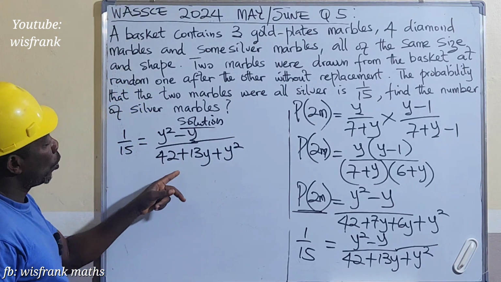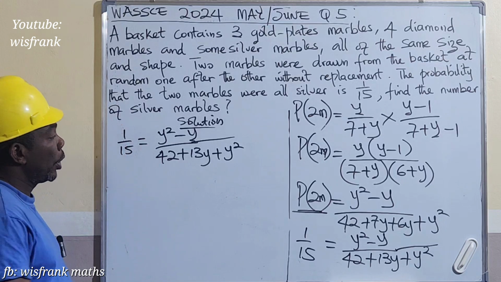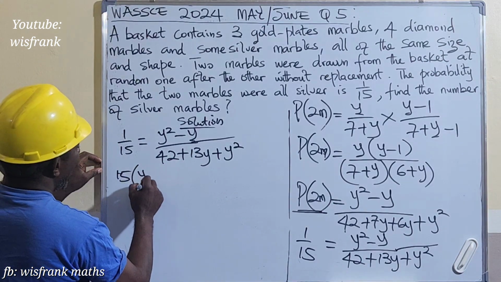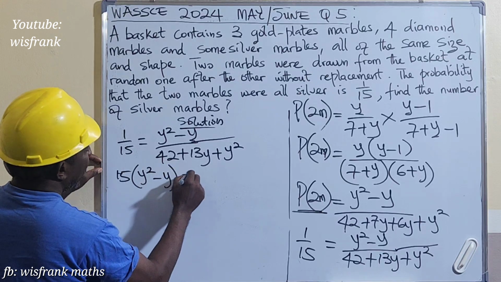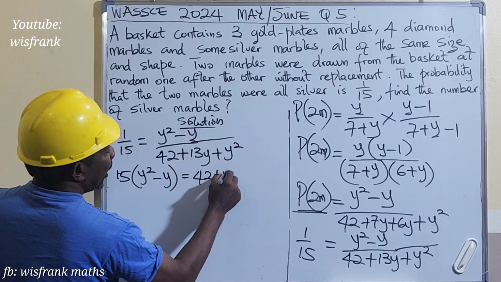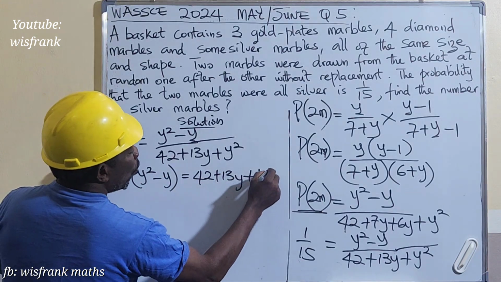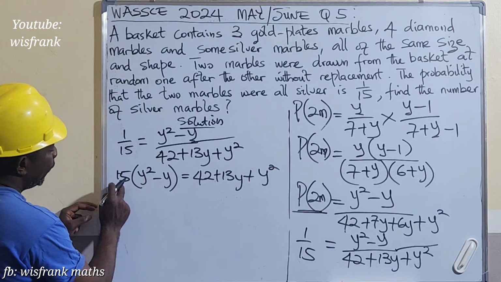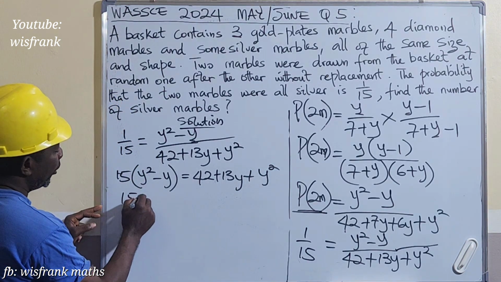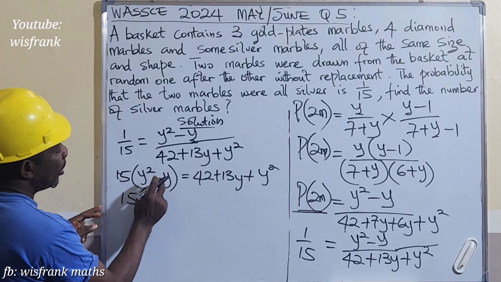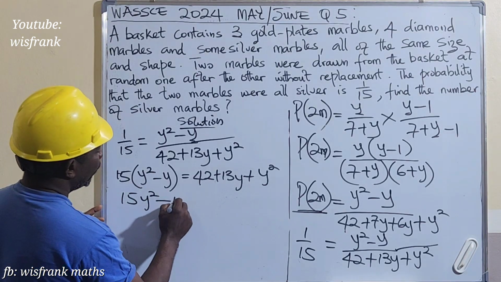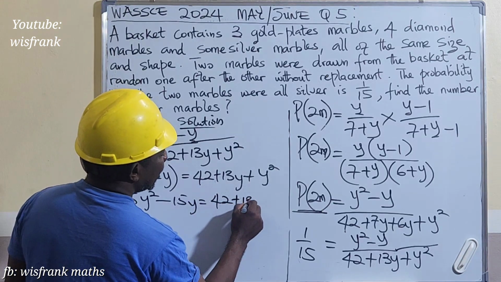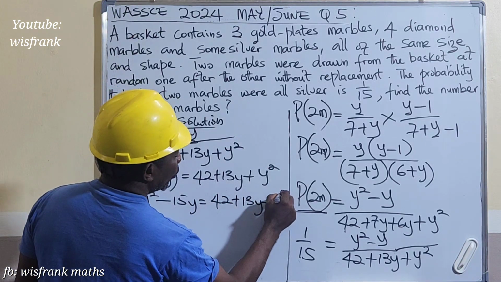When we have this, what we need to do is to cross multiply. When we cross multiply, it's going to give us 15 into y squared minus y equals 42 plus 13y plus y squared. So here we can expand this. 15 times y squared gives us 15y squared, and 15 times minus y gives us minus 15y equals 42 plus 13y plus y squared.